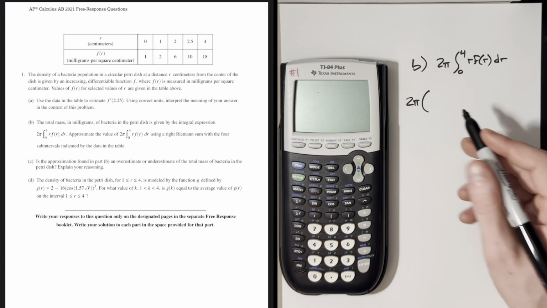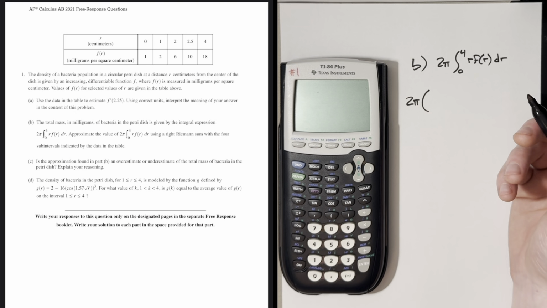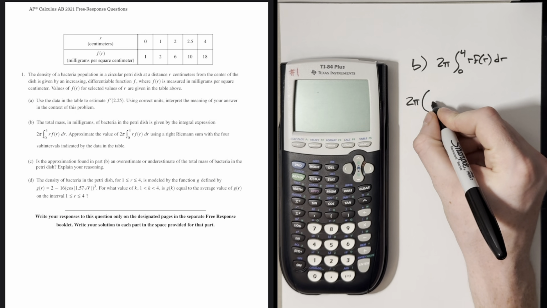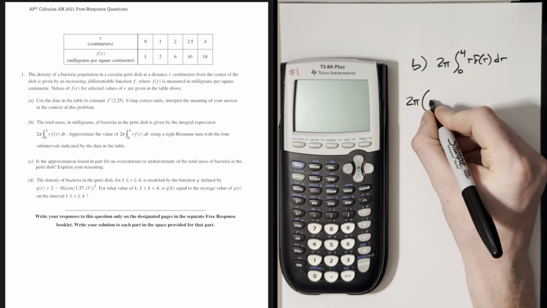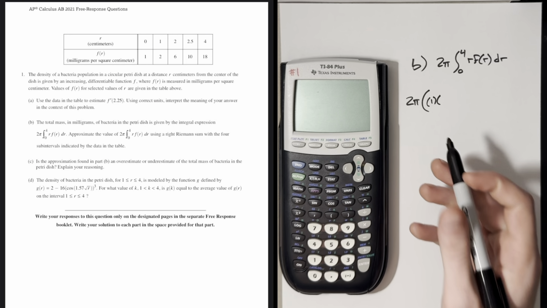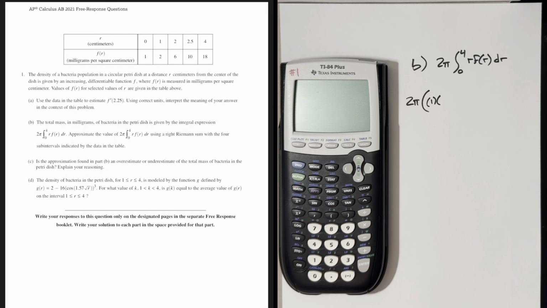But on the inside, the length of my first interval is from 0 to 1, so the length of the interval is 1. Now, what's my value of the function? Well, f of r is equal to 2, so I might be tempted to just say 2. But the value that we're looking at is r times f of r. We get lucky in this case because at the right endpoint, r is equal to 1 and f of r is equal to 2. So r times f of r is equal to 2. So this is the length of our interval times our value of our function.